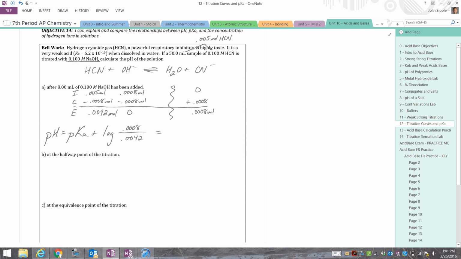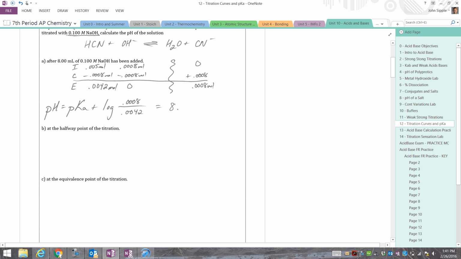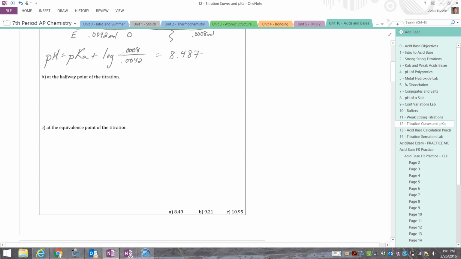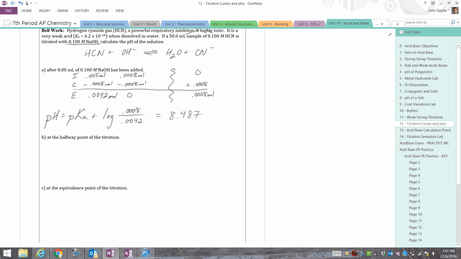So all that is going to be equal to negative log of 6.2 times 10 to the negative 10, plus the log of 0.0008 divided by 0.0042. Well, I got 8.487 for our pH. Okay, great. So that's pretty much what they got there as well. All right, so that was good.